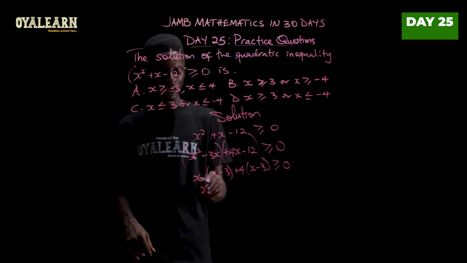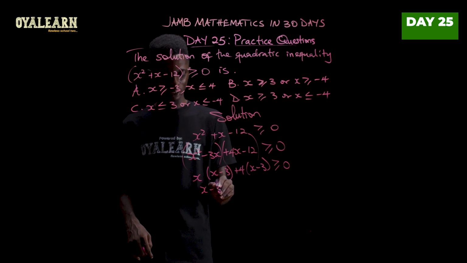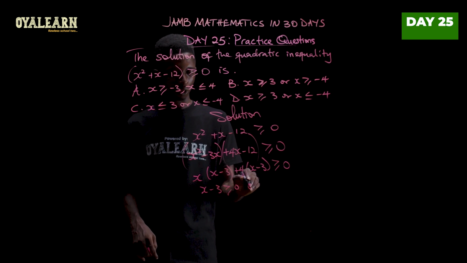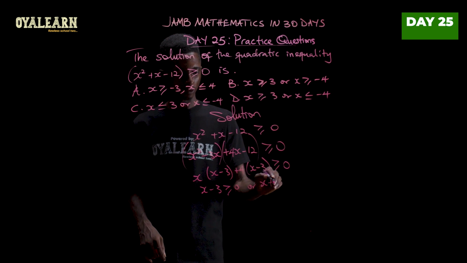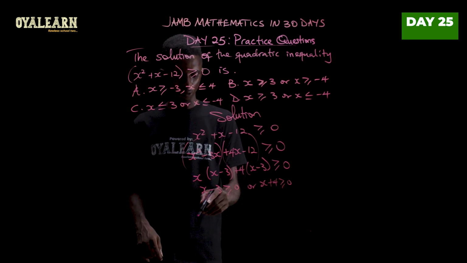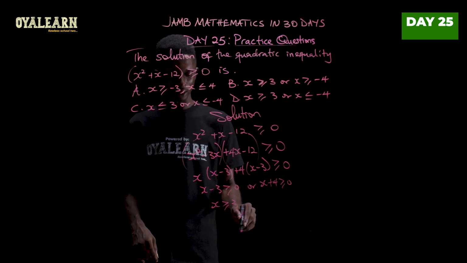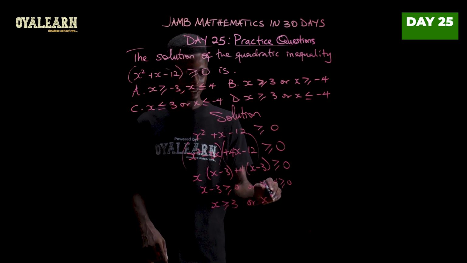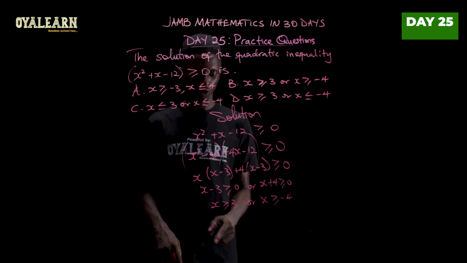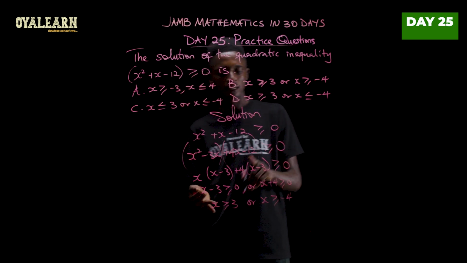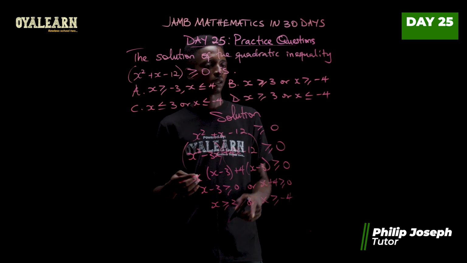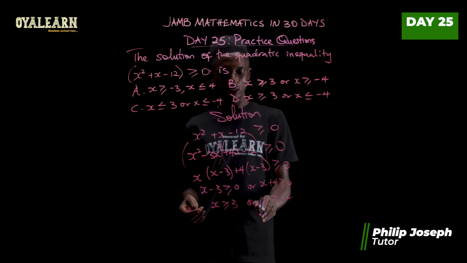So we can now say x minus 3 is greater or equal to 0, or x plus 4 is greater or equal to 0. So from here we see x is greater or equal to plus 3, or x is greater or equal to minus 4. So greater or equal to plus 3, greater or equal to minus 4, plus 3, minus 4. So that is option B.